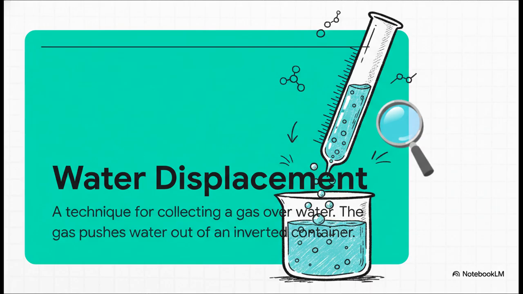Now for the really clever part, how do you catch an invisible gas? We use this awesome technique called water displacement. You fill a tube with water, flip it upside down in a bigger container of water, and then you let the bubbles from your reaction float up into the tube. The gas gets trapped, pushing the water level down. And the space it creates, that's the volume of our gas. It's a simple but seriously brilliant method.